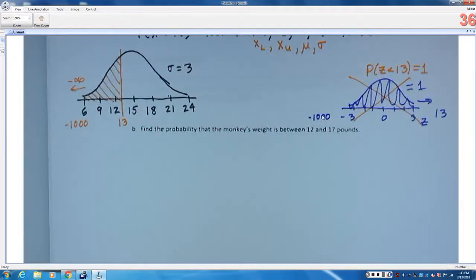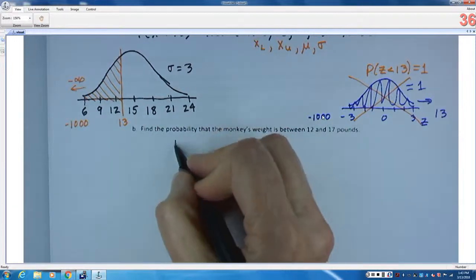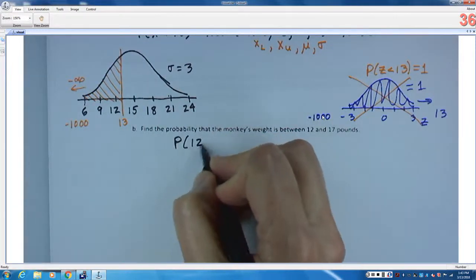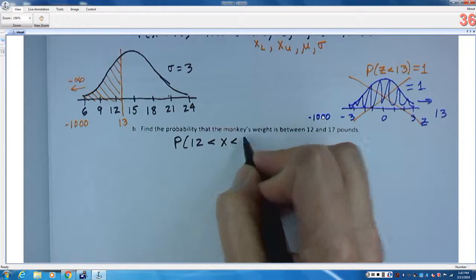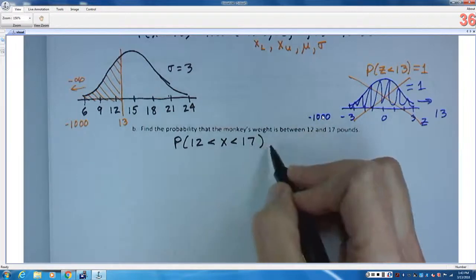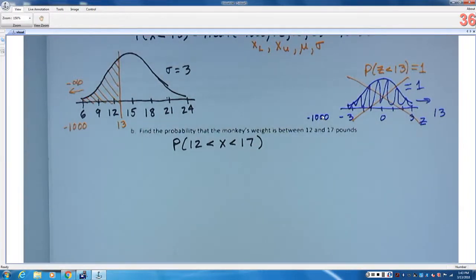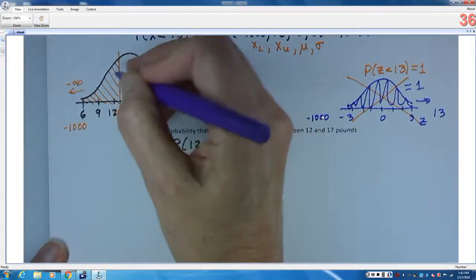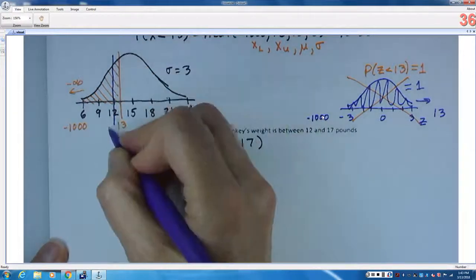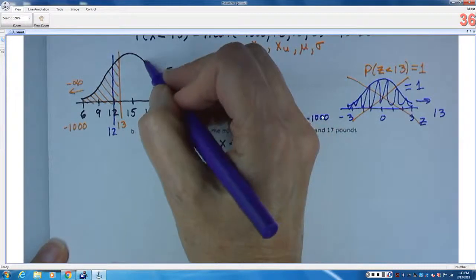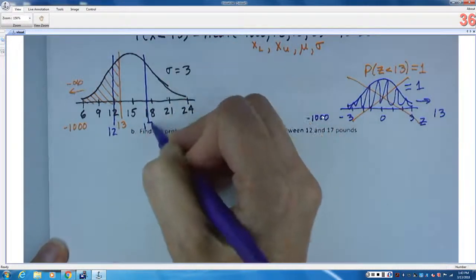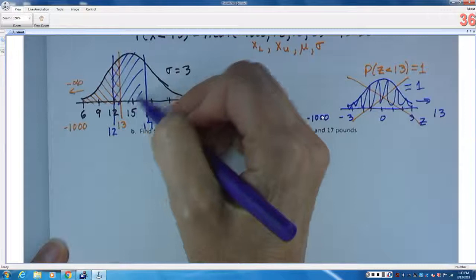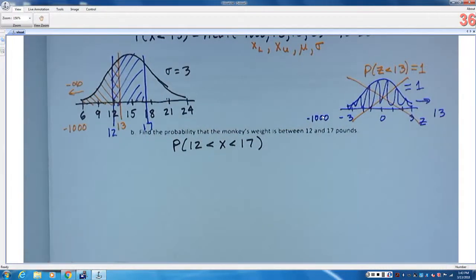Let's find the probability that the monkey's weight is between 12 and 17 pounds. Here's our notation, 12 and 17 pounds. And let's just use the same picture because I'm a little bit lazy. We can use the same picture. Here's 12. We'll just use a different color. Here's 17. So it's going to be a little less than 68%. Didn't go up to 18.